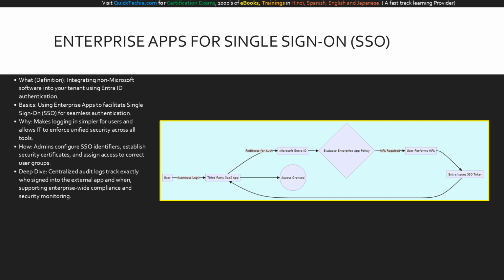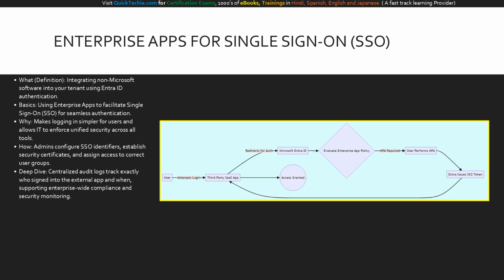But the security benefits for IT are even greater. Setting this up involves configuring special identifiers, exchanging security certificates, and applying groups so only HR staff can access the tool. Furthermore, because the authentication routes through Microsoft Entra, you can require extra security steps, like an MFA prompt from their phone. Finally, centralized audit logs track exactly who signed into the external app and when, perfectly supporting your compliance efforts. This sequence shows the power of SSO.